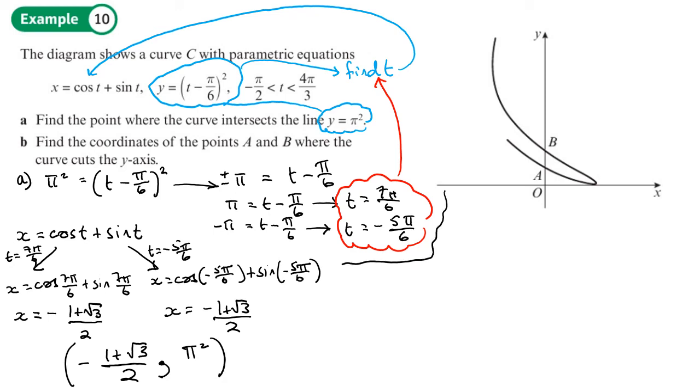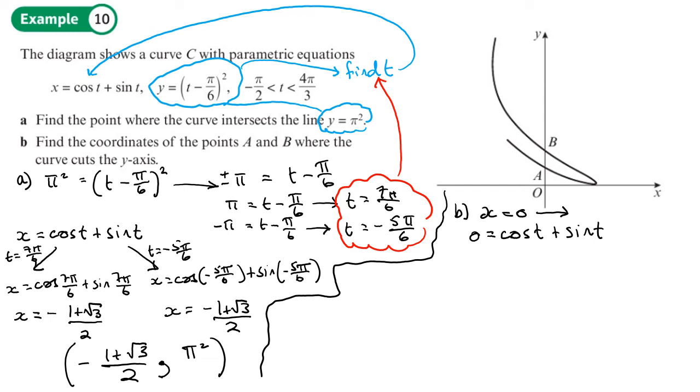Part B, we want to find out where the graph cuts the y-axis. So that means we make x equal to 0. So we take the x part of the parametric equation. So that will give us 0 equals cos t plus sin t. And we'll rearrange that to see if we can find t, and then we substitute that value of t, or those values of t, into the y part of the parametric equation.